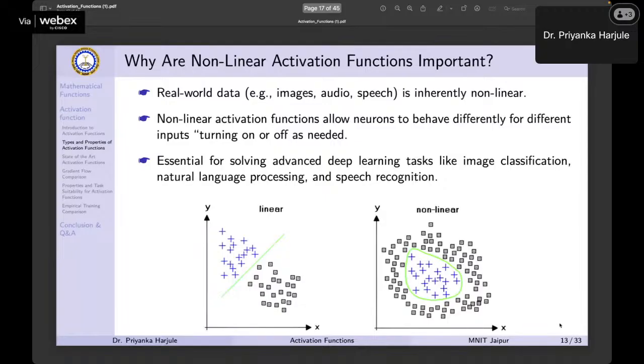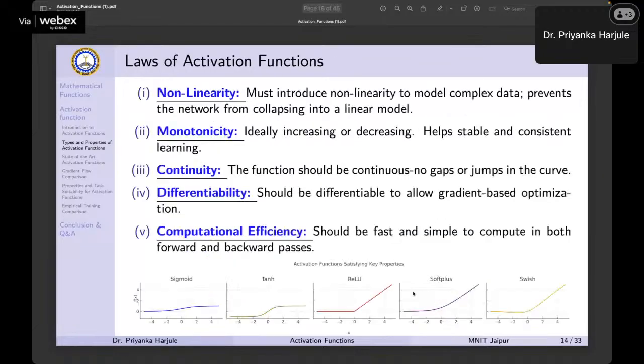This is how real world data looks like, and we require this kind of non-linear boundary, given with the help of the non-linear activation function, which adds flexibility to the neurons by letting them respond differently to different inputs rather than just producing a linearly scaled output. So these are essential for deep learning tasks. Without the nonlinear activation functions, a neural network would be no better than a linear model.